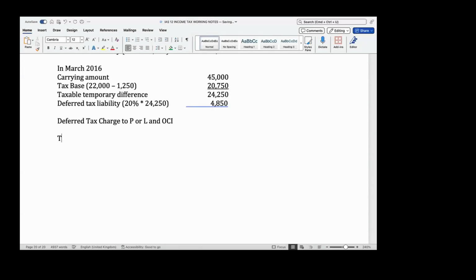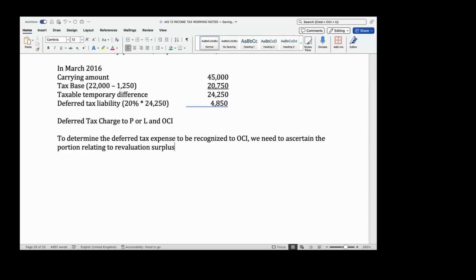So first, to determine the deferred tax expense to be recognized to OCI, we need to ascertain the portion of the deferred tax relating to the revaluation surplus. And it's very straightforward. So that means determine the revaluation surplus, then you get the deferred tax on that. Determine the revaluation surplus, which is the fair value of 45 million minus the carrying amount.